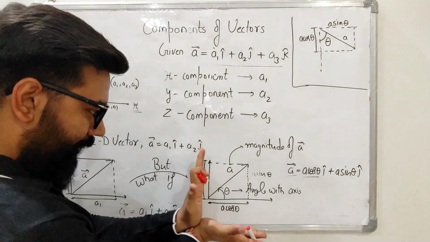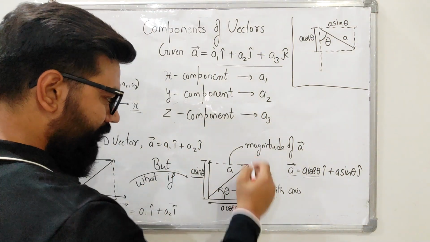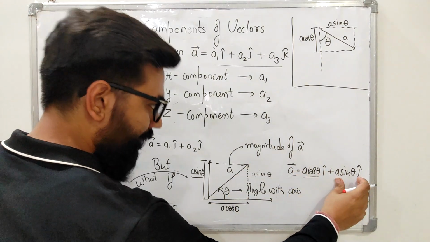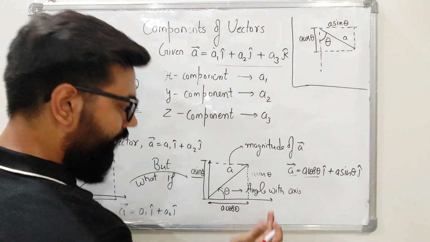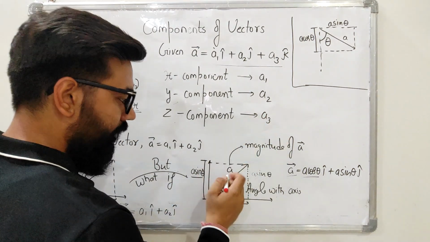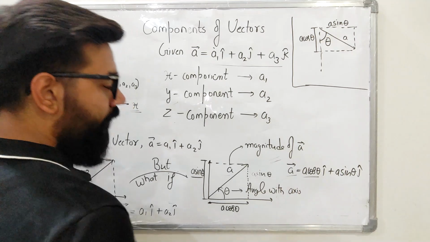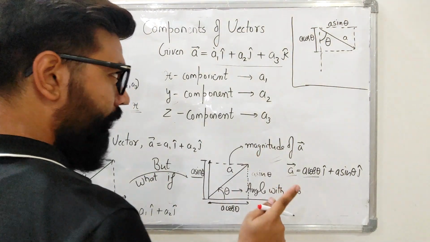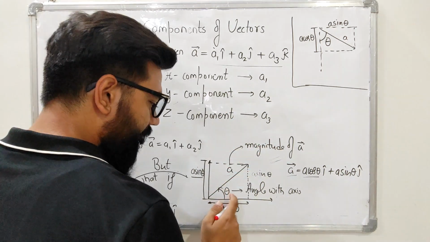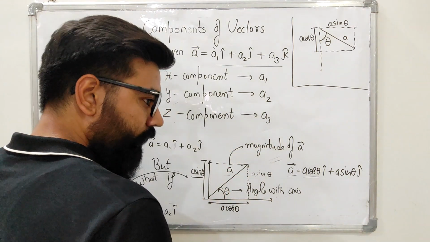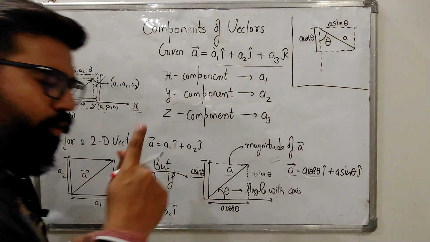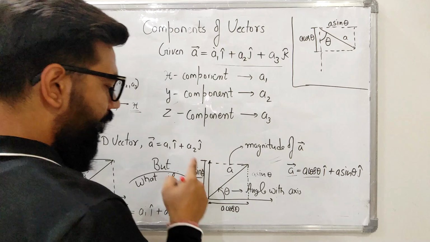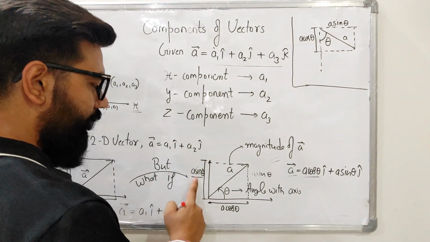Now, if you represent it like this, this is also correct, because we are writing it as a cos theta i cap plus a sin theta j cap. So a cos theta i cap plus a sin theta j cap gives us the vector a, right? Now, listen to me carefully. What happens if the angle is not with the x-axis? What then? Or can we say that the x component is always going to be a cos theta and the y component is always going to be a sin theta?